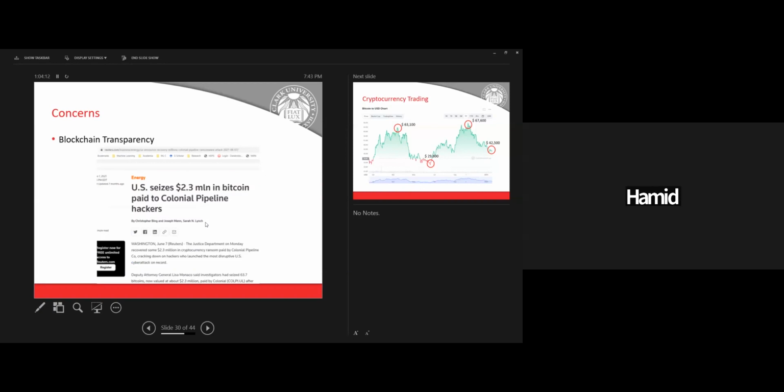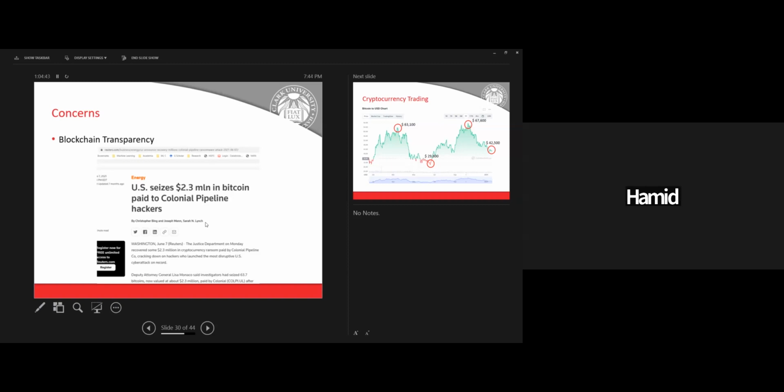For example, this is one example. Some years ago, hackers hacked the Colonial Pipeline in the United States. They shut down some of the power stations, so some parts of the US had no electricity. So the government had to pay $2.3 million to hackers in Bitcoin, so they let the power station get back to the market.